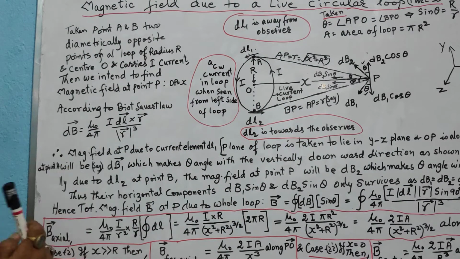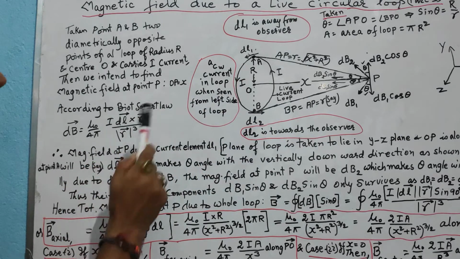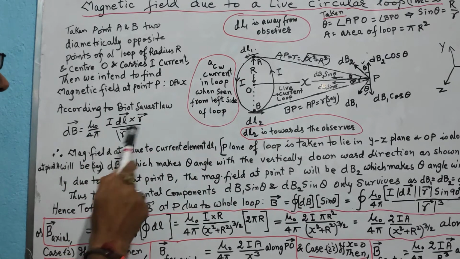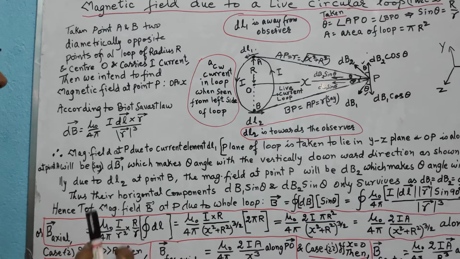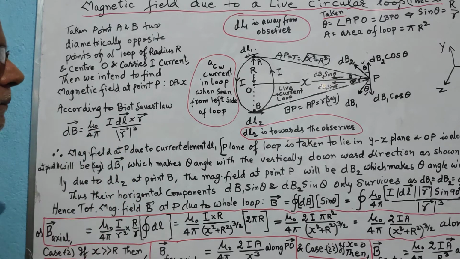Now according to Biot-Savart law, we have magnetic field due to a current element dl equal to I dl cross r divided by the cube of the magnitude of the r vector. So this is the vectorial form of the magnetic field produced due to a current element.